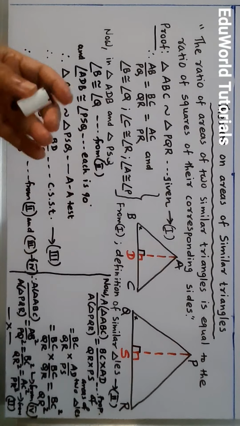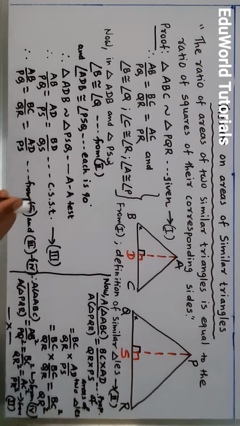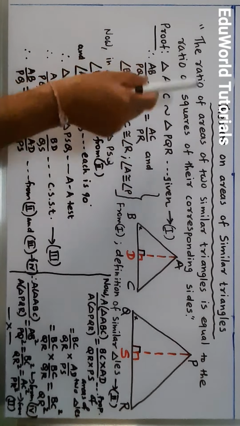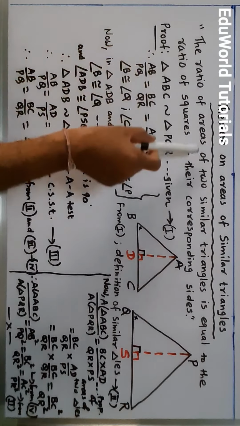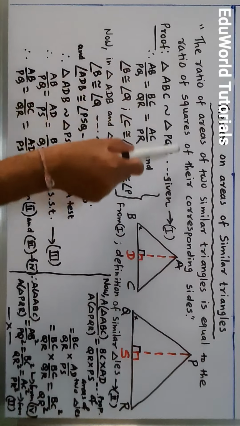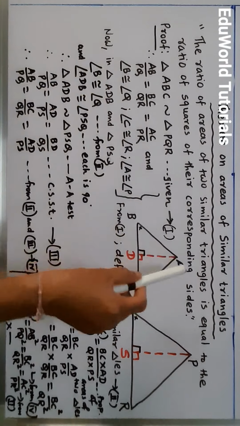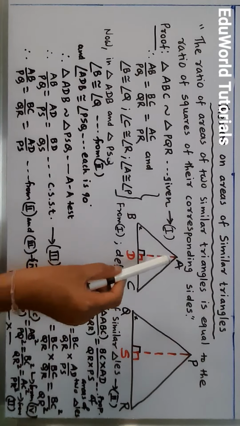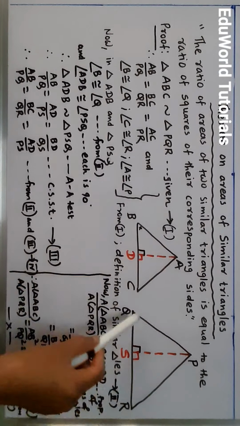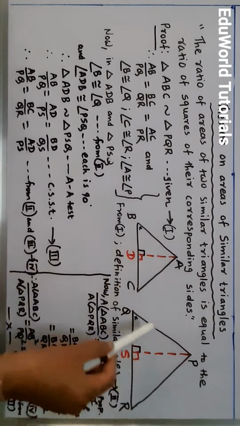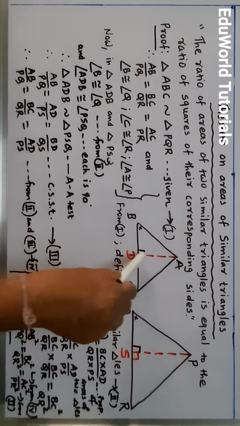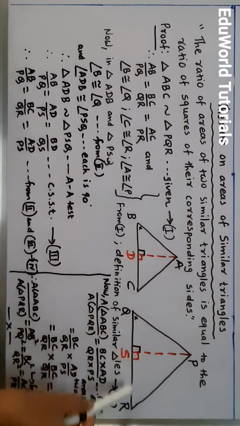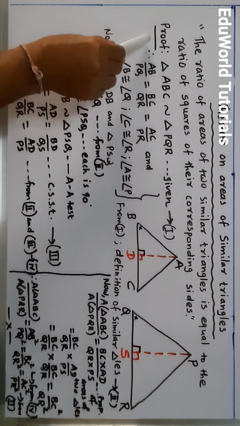What is the theorem? Let us have a quick recap or revision of this theorem. This is a very important theorem, can be asked in the exam for 3 to 4 marks. The ratio of areas of two similar triangles is equal to the ratio of squares of their corresponding sides. We have triangle ABC similar to triangle PQR. We have to prove that area of triangle ABC upon area of triangle PQR is equal to AB square upon PQ square, or equal to BC square upon QR square, or equal to AC square upon PR square. Construction we did: segment AD perpendicular to side BC and segment PS perpendicular to side QR. Directly you can see the proof here.